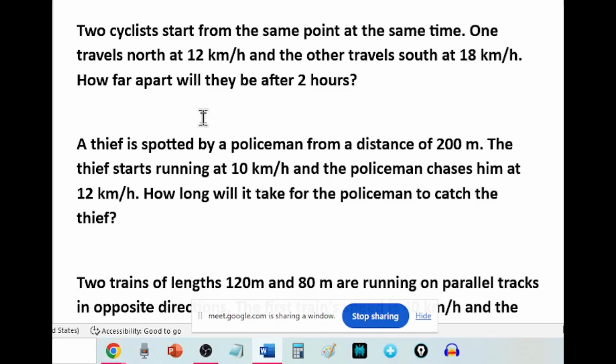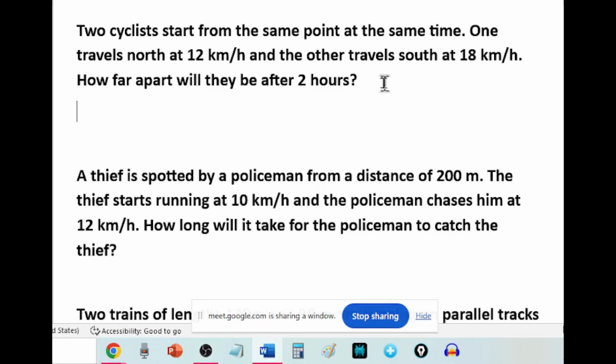Yes. So we will continue with that speed. Now, speed of not one person, speed of two persons. Two cyclists. First question: two cyclists, not one, two. We had one moving thing, now two moving things. Two cyclists start from the same point at the same time. One travels north at 12 km per hour and the other travels south at 18 km per hour. So you have to find how far they will be apart.